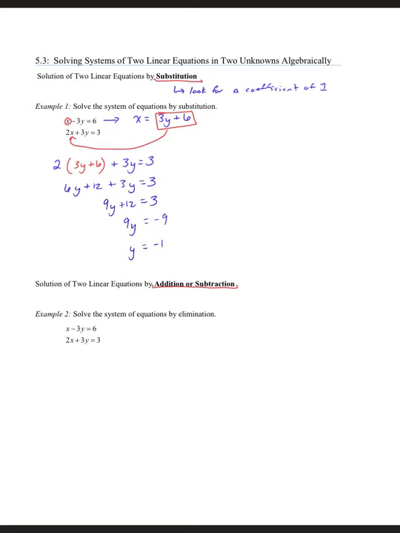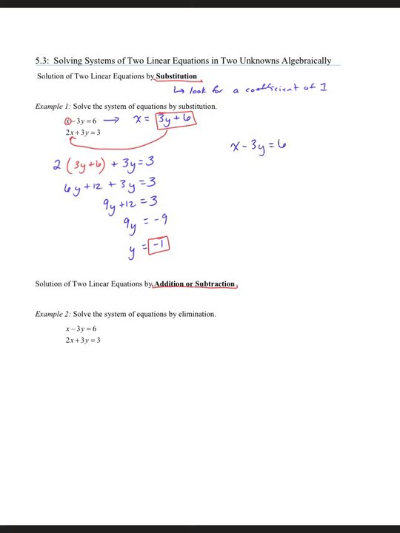So now that we have one of our variables solved for, we need to find the other. So what we're going to do now is take this right here, that negative 1, and substitute it back in for y into either the first or the second equation. At this point, it doesn't matter which one you choose. So I'm going to substitute it into, we'll go with the first one. So we have x minus 3y equals 6.